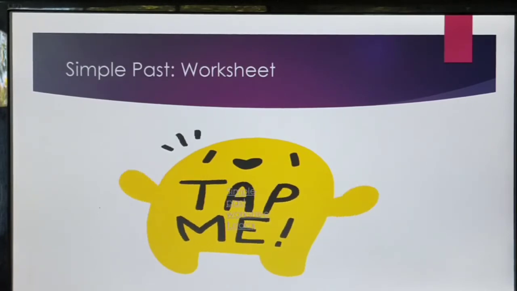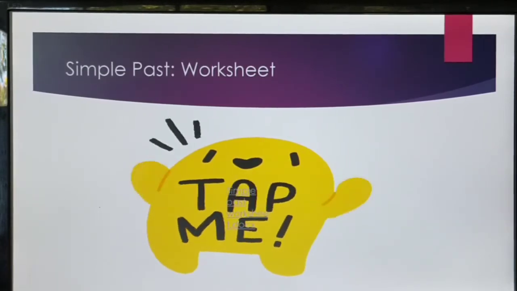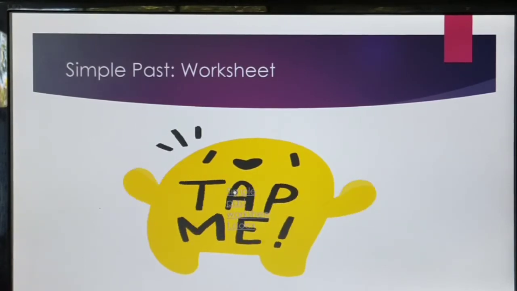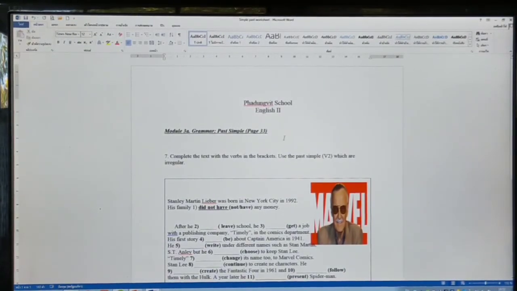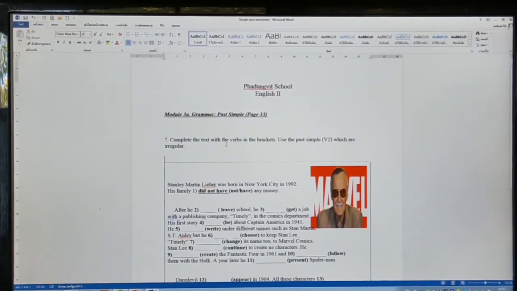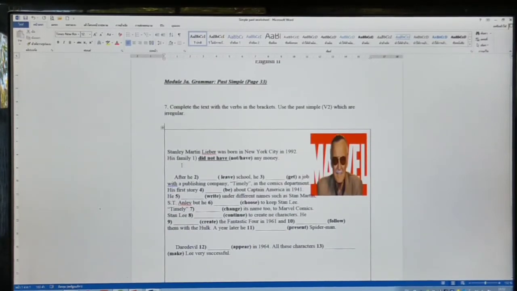We are already done discussing simple past, so I want you to do this activity to test if you understood the lesson. Please open your book on page 33, module 3A, and do activity 7. Complete the text with the verbs in the brackets. Use the past simple or verb 2, which are irregular. For example, "Stanley Martin Lieber was born in New York City in 1922. His family blank not have any money." So the words in the brackets are not and have. So not here is a negative.